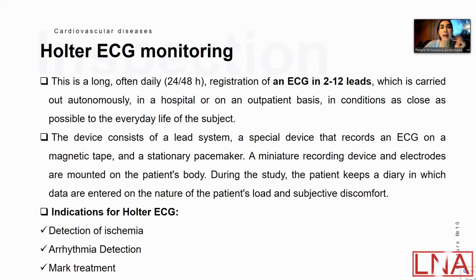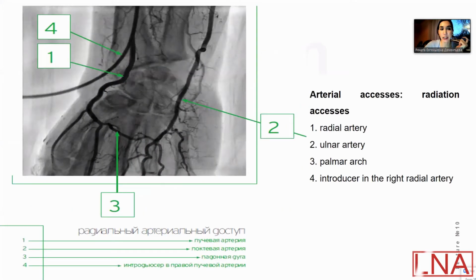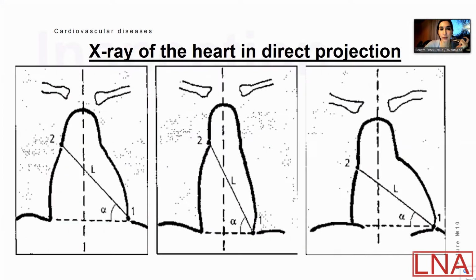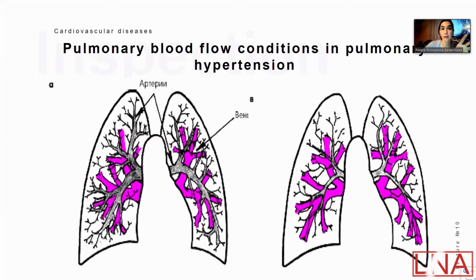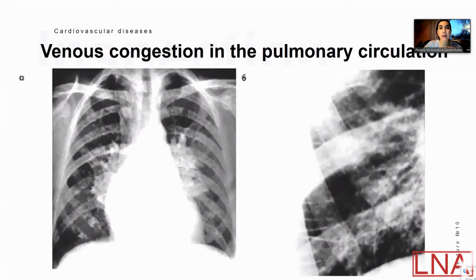So, about the methods of diagnostics of the cardiovascular system, let's return to them. The most simple and routine is the X-ray method of diagnostics of the cardiovascular system, assessing the configuration of the heart, the signs of pulmonary hypertension, and the signs of stagnation of blood in the small circle of circulation.